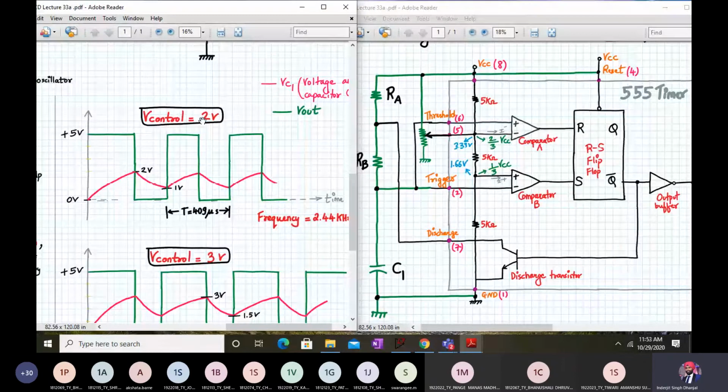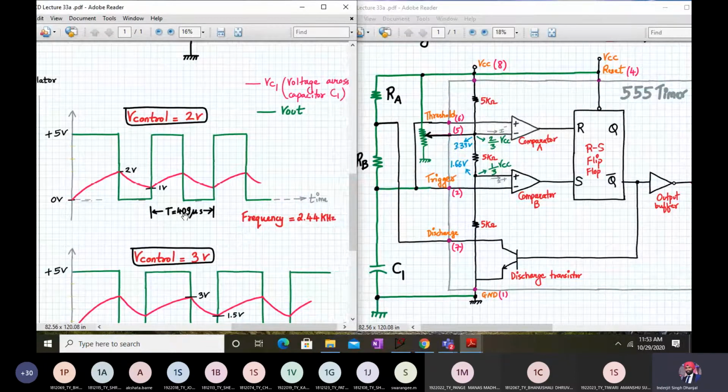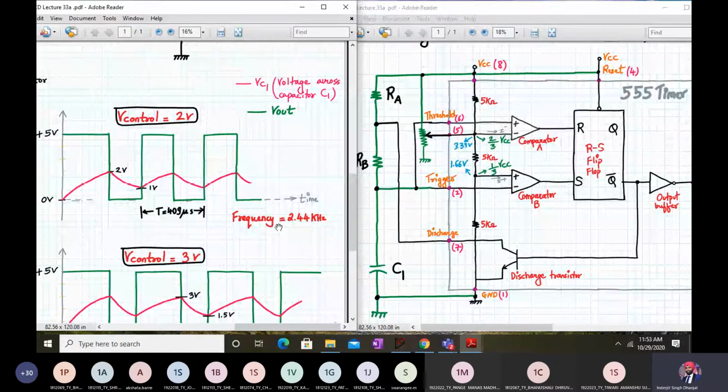So this is the first case. When the control voltage is 2 volts, the amplitude of the capacitor voltage is changing from 2 volts to 1 volt, and the time period is 409 microseconds. Just now we saw it, and the frequency is 2.44 kilohertz. Now, will anyone explain why it is between 2 and 1? I'll give you 5 seconds and then I'll respond. Control voltage is 2 volts, so why is the capacitor voltage now changing from 2 to 1?